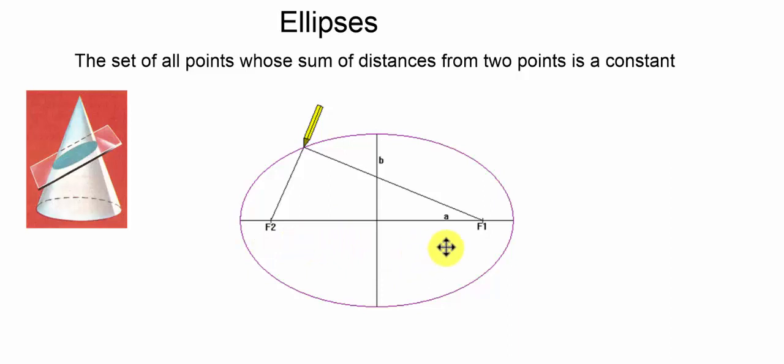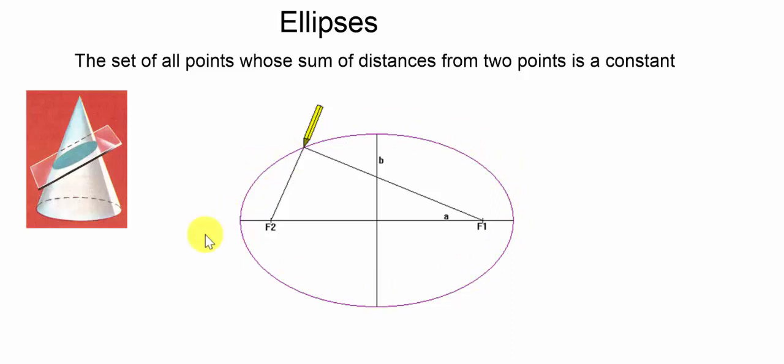In order to draw one of these, pretend that you'd nailed two nails into a board, tied a piece of string around both nails that was loose, then pulled that string taut with a pencil and continued to pull it around, and keeping it taut, it would create an ellipse.